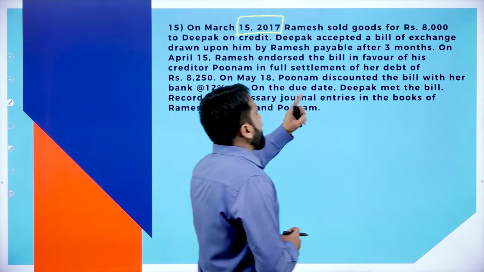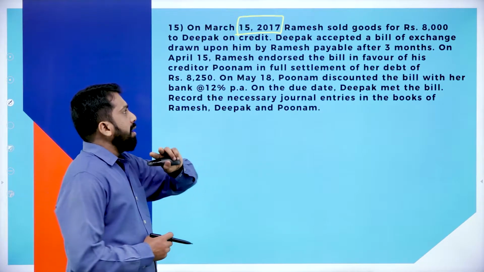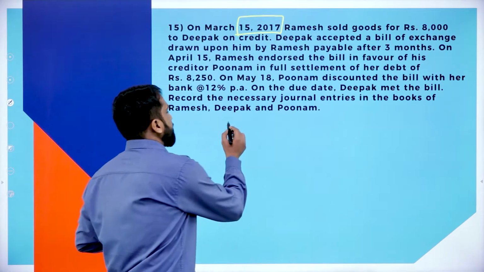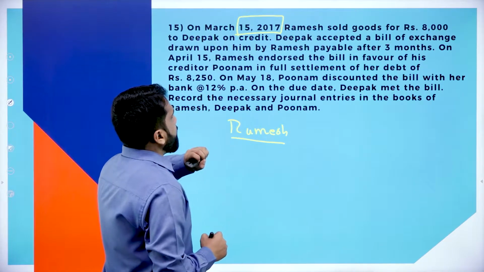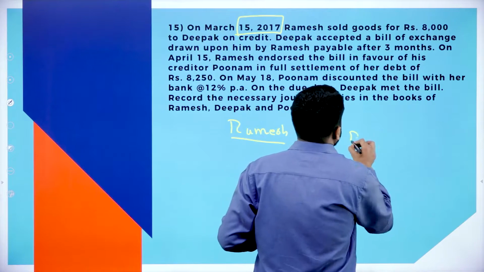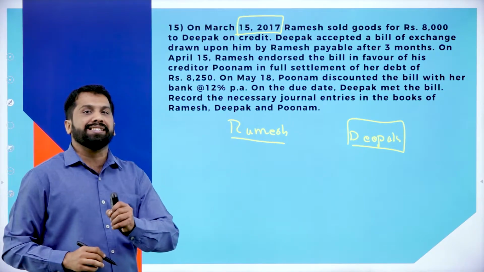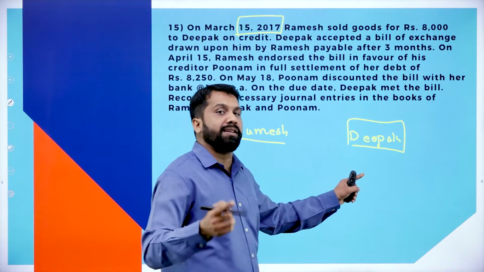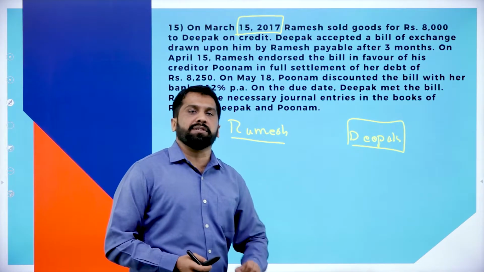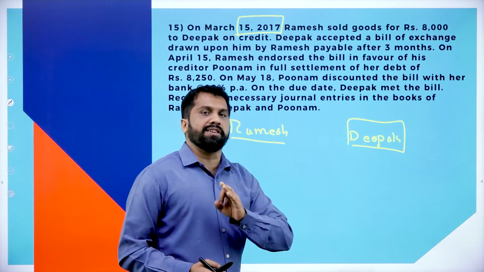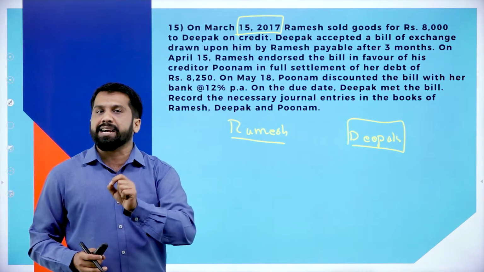Now, Deepak accepted a bill of exchange drawn upon him by Ramesh. How many persons are there? The first person is Ramesh and the second person is called Deepak. Who is Ramesh here? Ramesh is the seller. Who is Deepak? Deepak is the buyer. Always remember, the first person is the seller and the second person is the buyer. There is no such rule that the first person is always the seller, but generally in every question, the question starts with the seller.